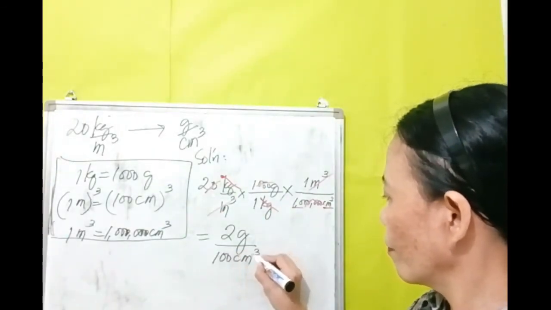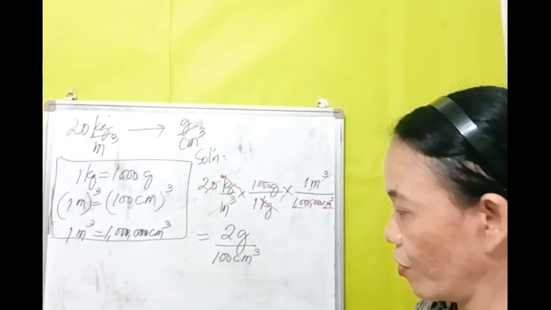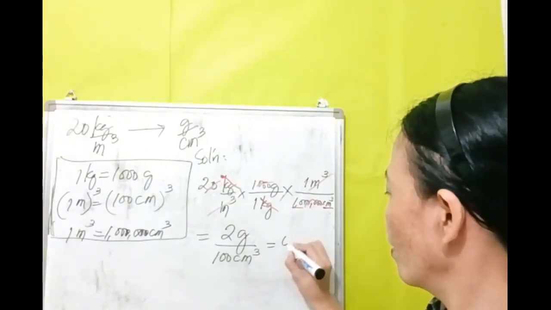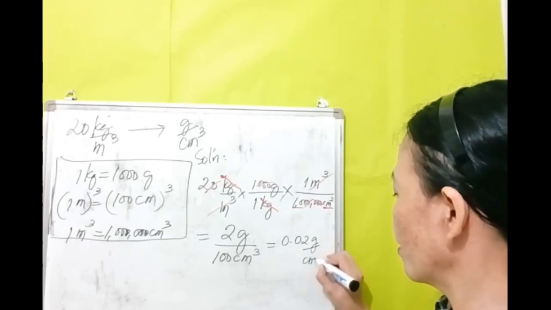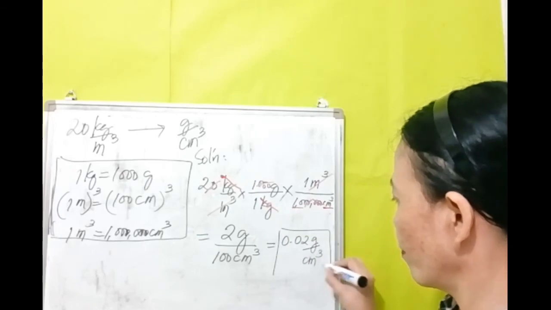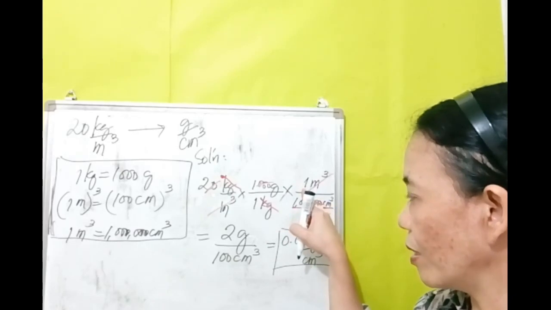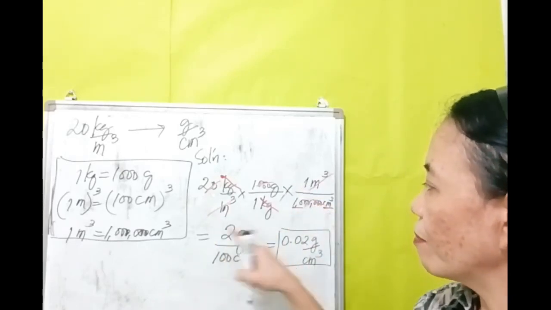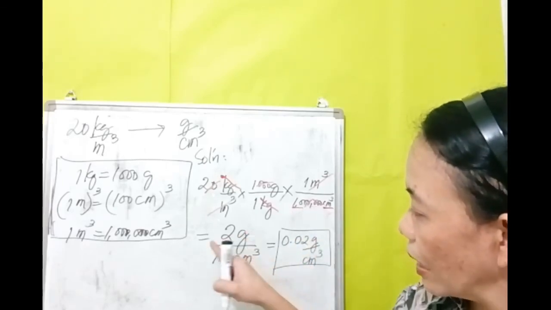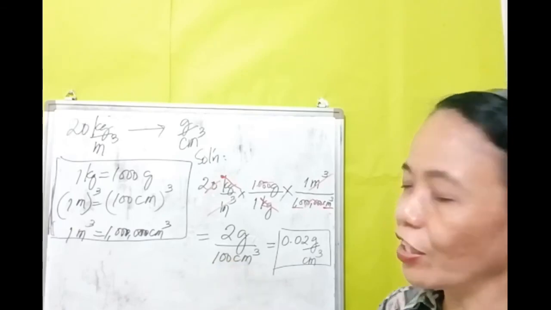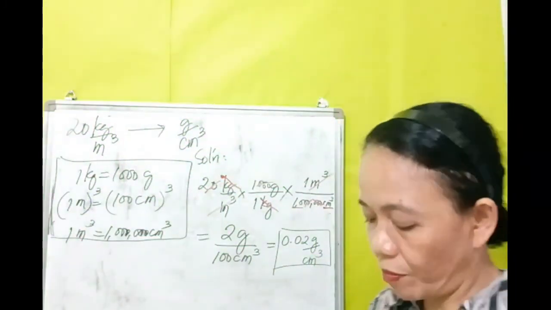Okay, so 2 grams divided by 100 cubic centimeters is equal to 0.02 grams per cubic centimeter. Again, 2 times 1 gram times 1 is 2 grams, divided by 1 times 1 times 100 cubic centimeters, is 2 grams divided by 100 cubic centimeters, which is equal to 0.02 grams per cubic centimeter.